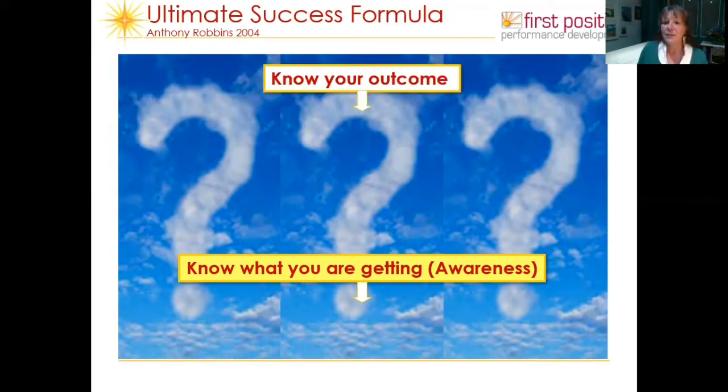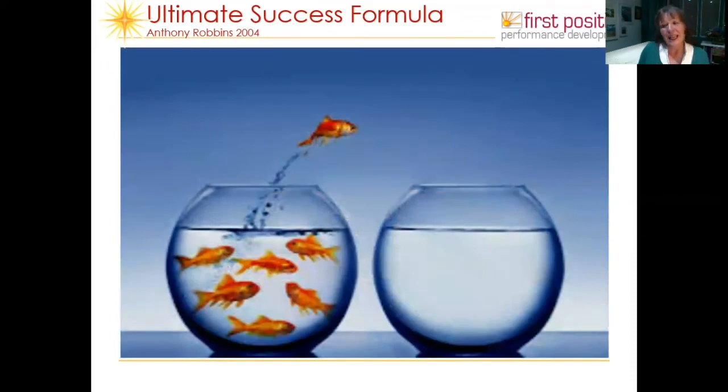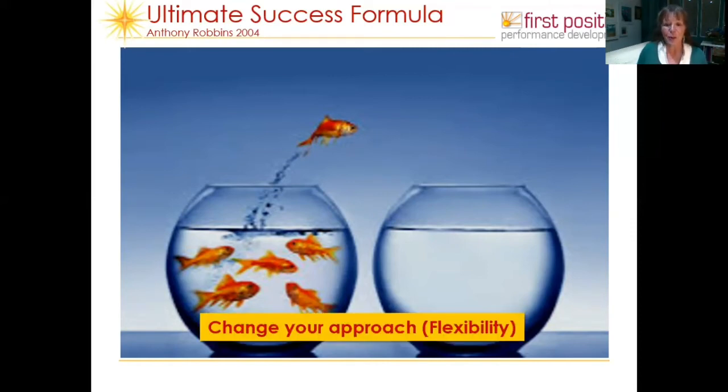So, know your outcome. Two, know your reasons. Three, take massive action. Four, know what you're getting. And the fifth step is, if you check what you're getting and discover that what you're getting isn't taking you closer towards your outcome, that your action isn't moving you forward, you want to change your approach. It's about being flexible.